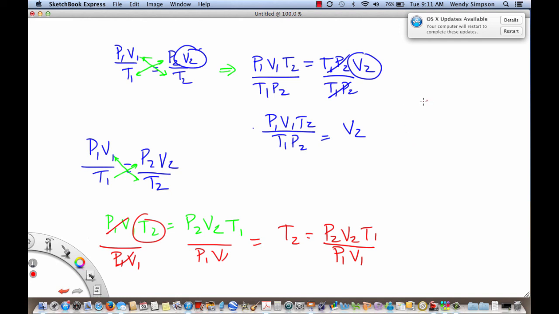Don't forget that temperature always has to be in Kelvin. Why? Because Kelvin temperature is directly proportional to average kinetic energy of gas particles. So you have to convert your temperatures to Kelvin. Celsius to Kelvin, what do you do? You add 273. So don't forget to convert your temperatures before you use your gas laws.